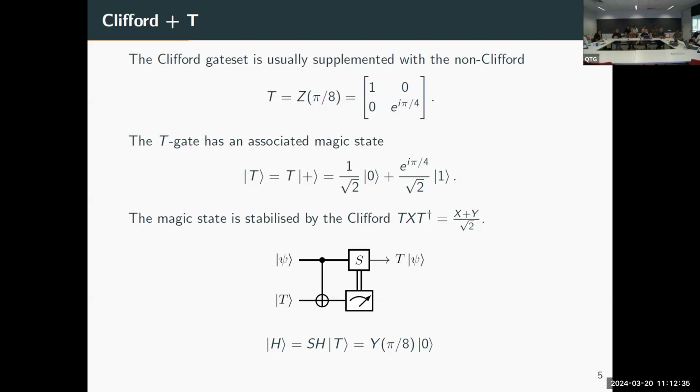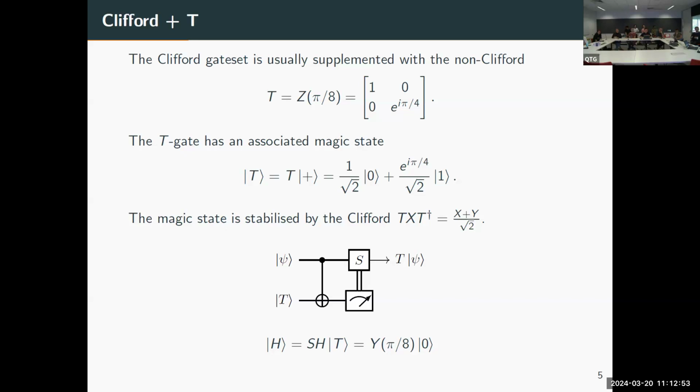or associated with the T-gate are these magic states that can help you do things outside of this set. And you can see these are very closely related. You can take some X eigenstate, apply a T-gate, and you would get this magic state.